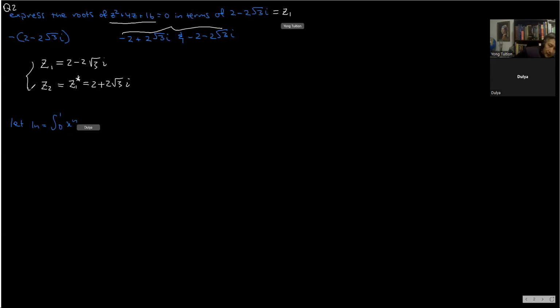Integration. N is the integer, right? So we're trying to integrate this. Question 3. Find the value of I1.